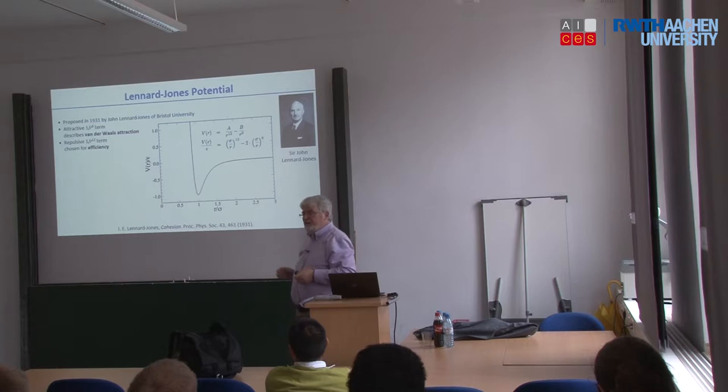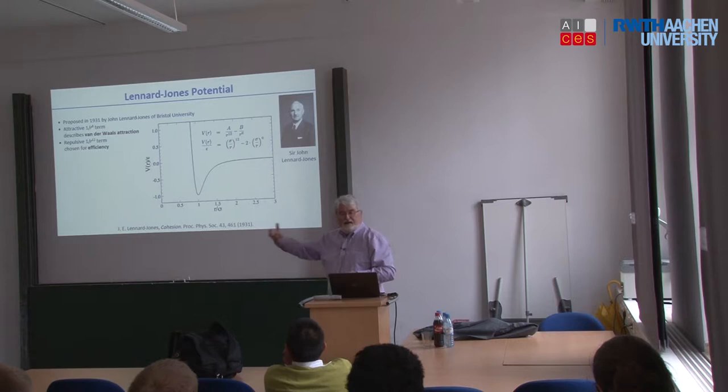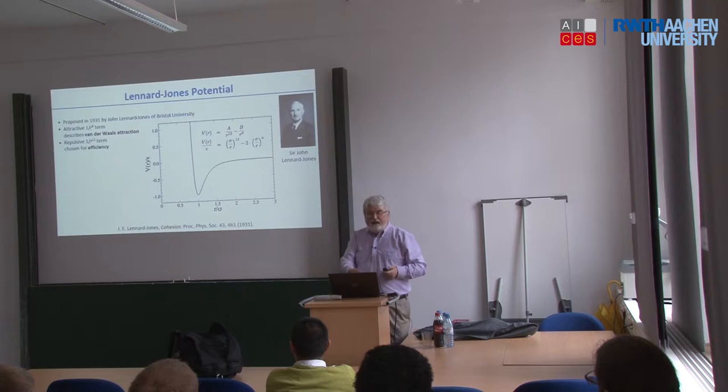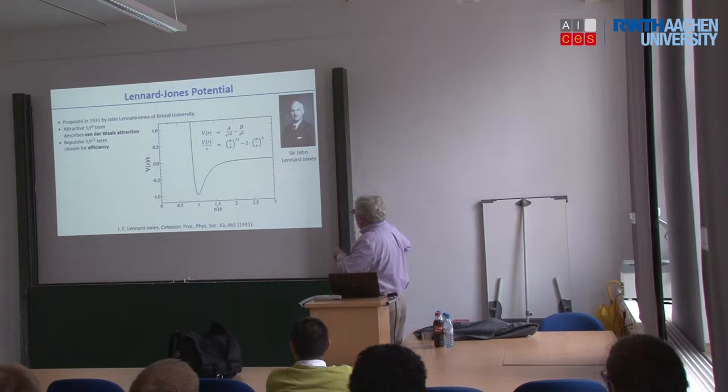So how do you capture that in an equation? That's what Lennard-Jones said. How do we capture that in an equation? Well, it turns out we know what van der Waals is. We know that van der Waals interactions go with 1 upon r to the 6th. You can work that out. It's fairly simple physics. And so we put that in, and he said, well, we need a repulsive term here.